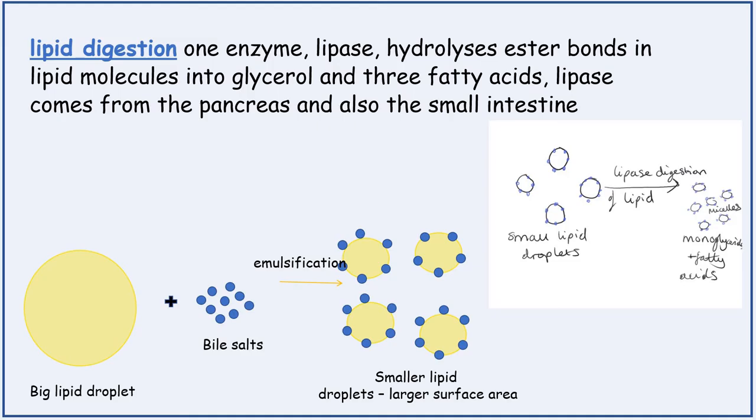Now there is a bit more detail to this. Actually, the first thing that happens is bile salts emulsify the lipids. Bile salts are just chemicals, not an enzyme, which creates a larger surface area for lipase to act on. And then lipase catalyses the turning of lipids into monoglycerides and fatty acids.